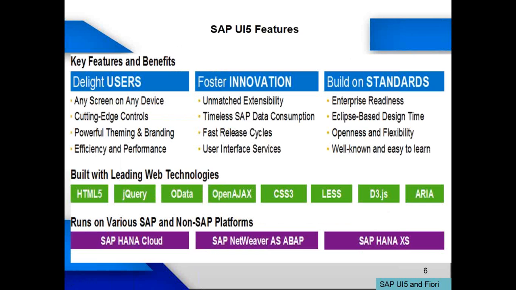And the features of SAP UI5 are that it can fit on any screen, cutting edge controls, powerful theming and branding, and efficiency and performance. And we have SAP OData consumption. I will show you one demo application. There I will show you how the SAP data is going from the backend to the front end service. And SAP UI5 is basically a front-end language, that is we need to develop it in Eclipse.